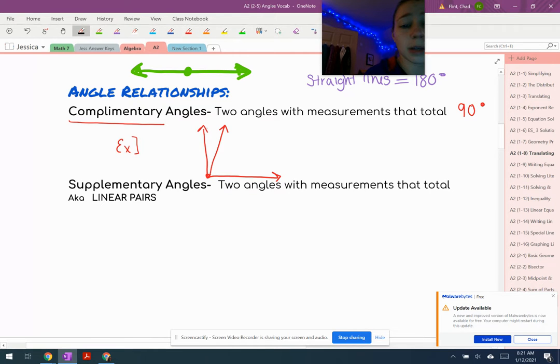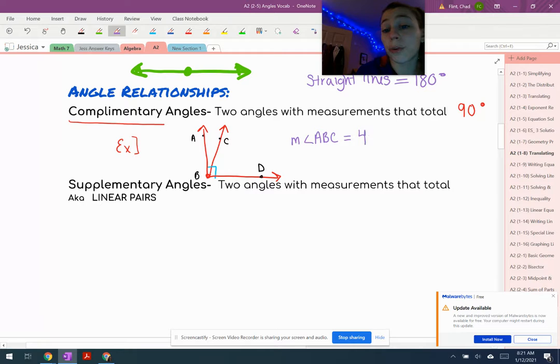I'm just going to label this picture, call this A, B, C, D. So an example of complementary angles, again, you've got that box there telling you it's a right angle. And then the measures just need to add up to 90. So the measure of angle ABC could be equal to 40 degrees. And then the measure of angle CBD would have to be equal to, I'm trying to add to 90.